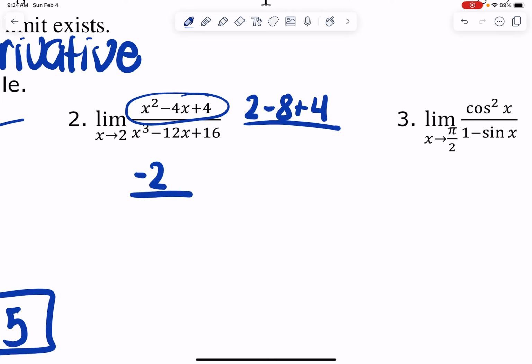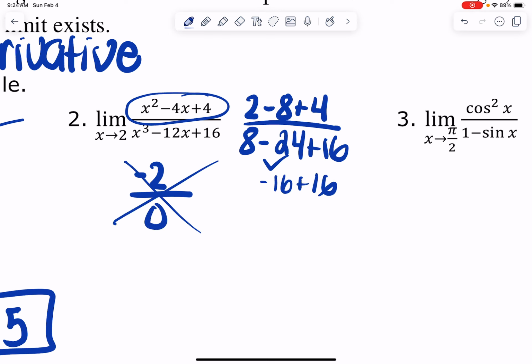On the bottom, I would do 2 cubed, which is 8, minus 12 times 2, which is 24, plus 16. So 8 minus 24 is negative 16, plus 16 is 0. You cannot use L'Hospital's rule for this. In other words, you would have to find a different method, and I would ask my students to find that different method.